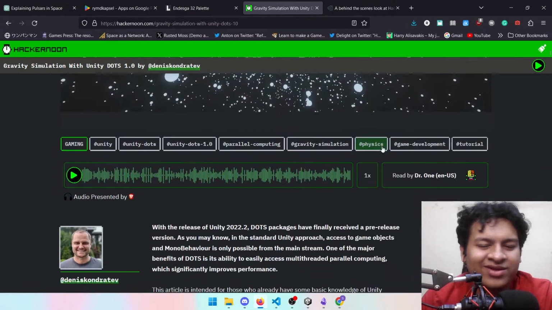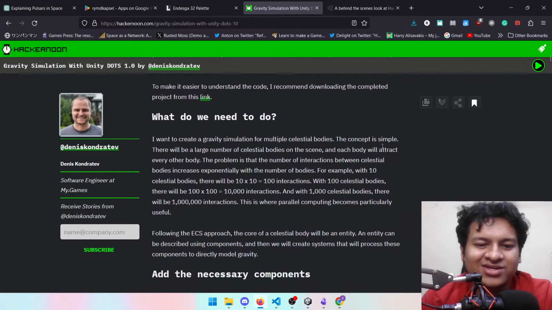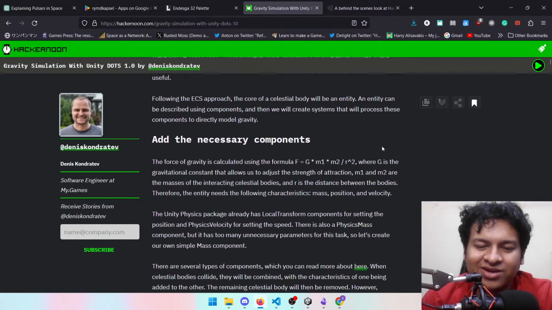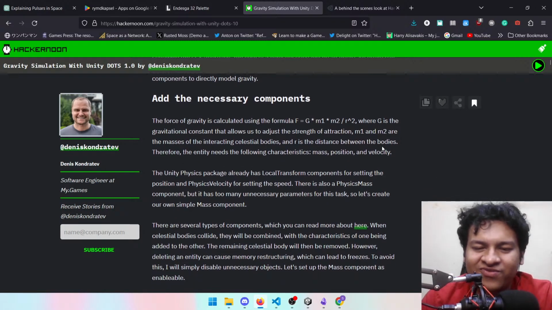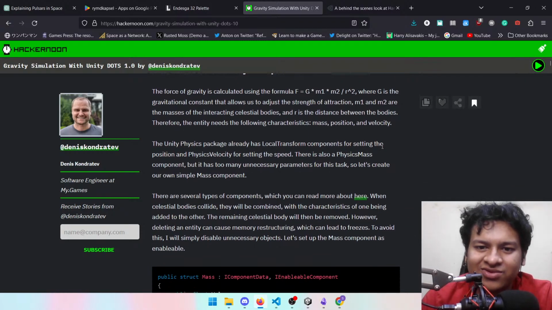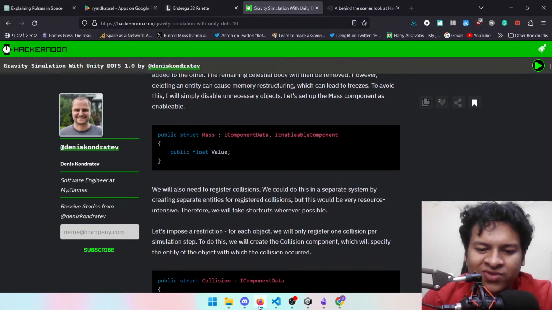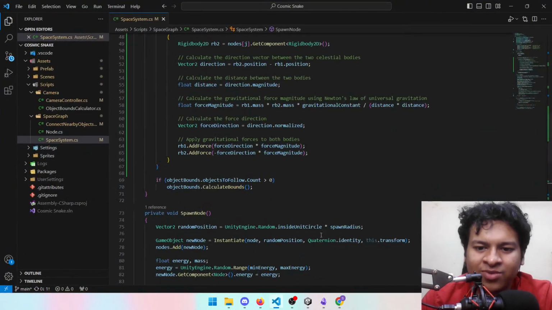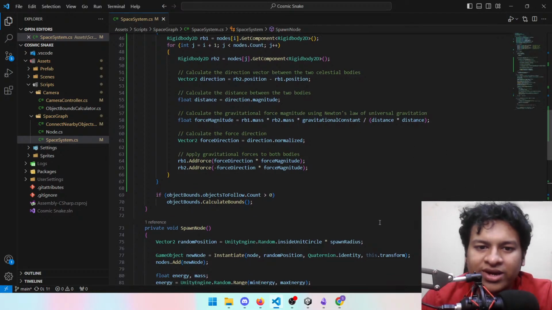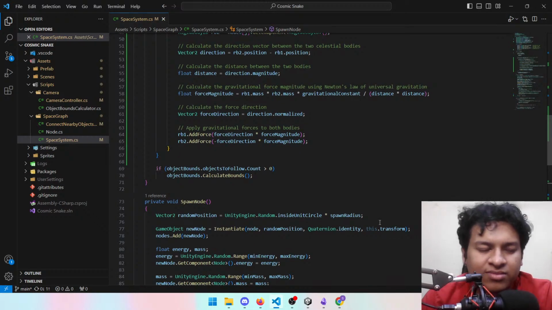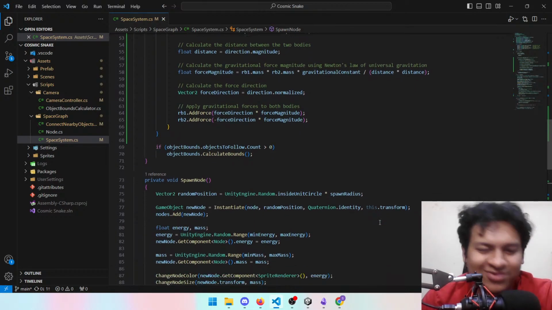Bro, in game design, fake maths is harder than real maths, man. This guy's doing force into gravity into first mass, second mass. Even we are doing the same thing, but using rigid bodies. RB1 mass, RB2 mass, gravitational constant, and then distance squared.